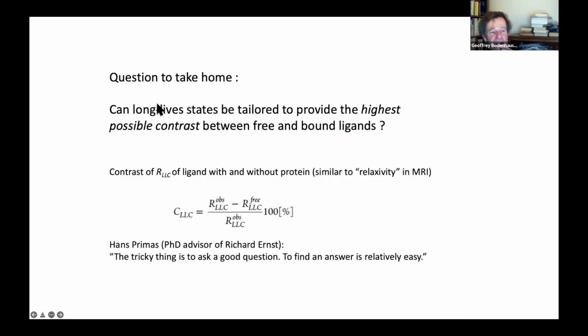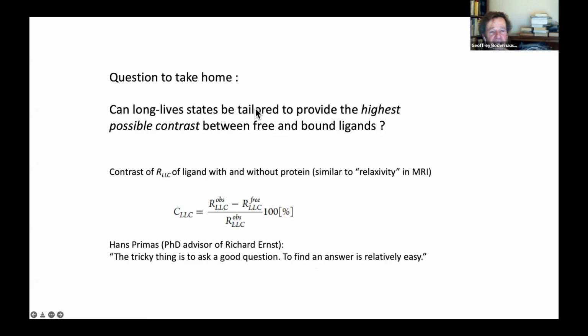But I think there is a take-home, not message, but a take-home question. And I'd like to cite my former teacher, Hans Primas at ETH Zurich, who was also the PhD advisor of Richard Ernst sometime before I met him. And he said the tricky thing in scientific research is to ask a good question. Once you have a good question, it's fairly easy to find an answer. Now, I like this idea, and I've been looking for good questions all my life. And this one here, maybe not a good one, but it's one that keeps me awake at night.